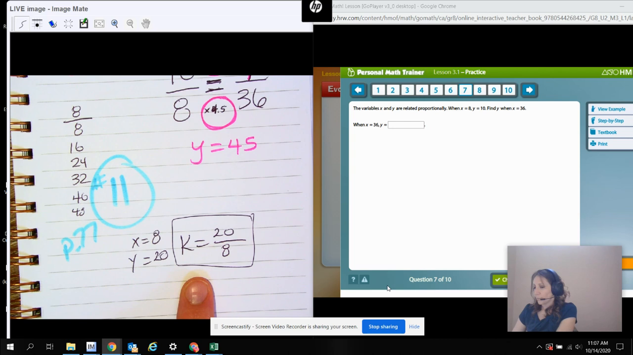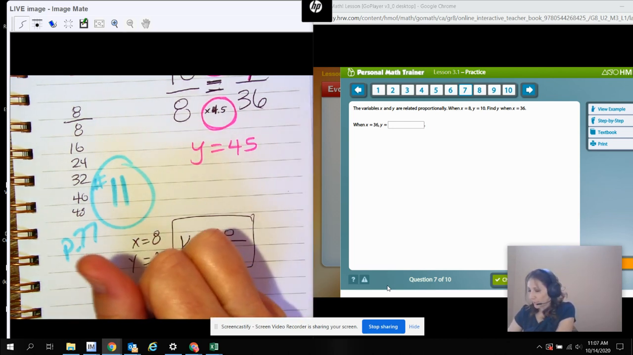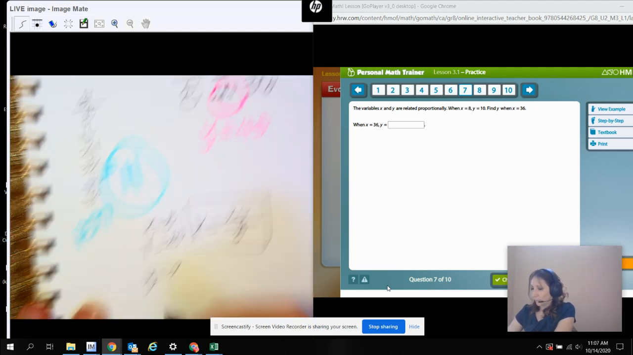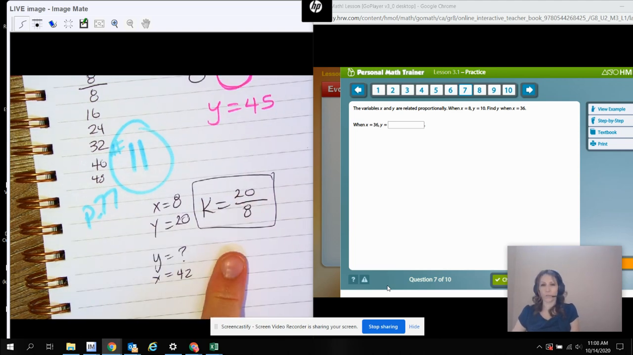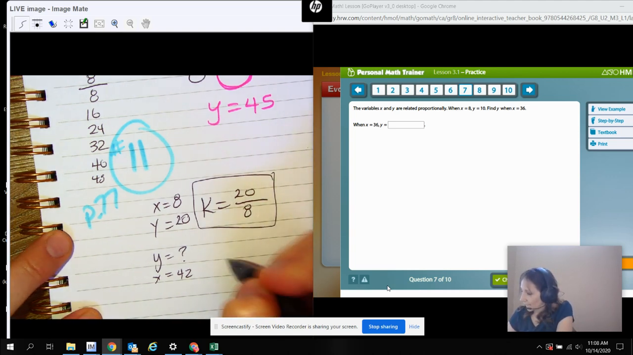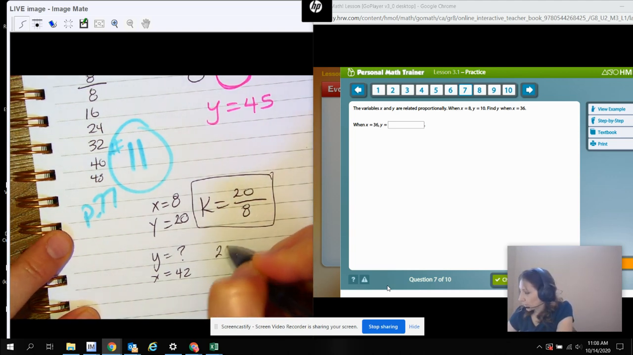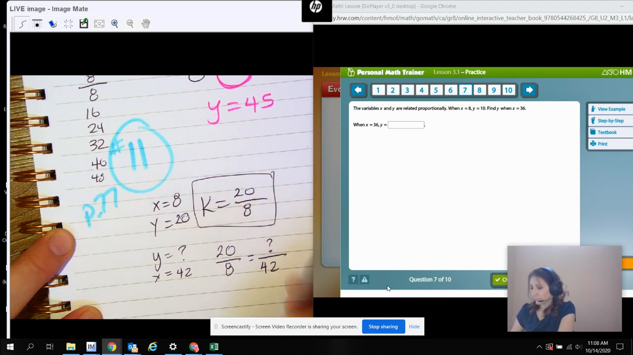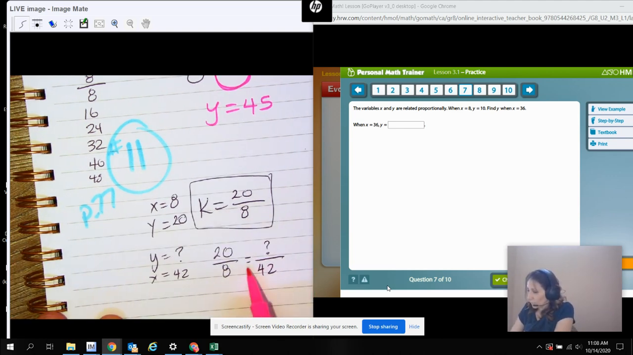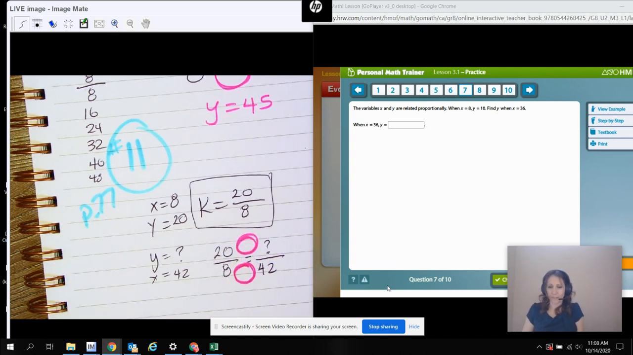So find Y when X is 42. So what is Y when X is 42? Okay, so I'm going to set these two fractions equal to each other and try to figure out the missing piece. So if I have 20 over 8 equals, I don't know, over 42. Okay, well, I'm just going to look. Well, what do I have to do to 8 to make it 42? And then I'm going to do the same mathematical thing.